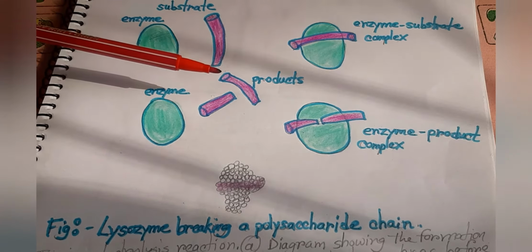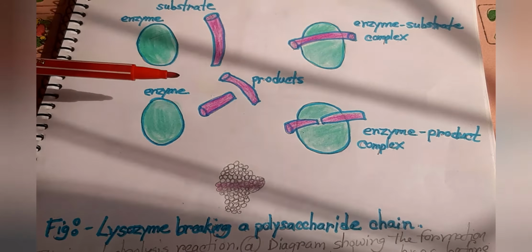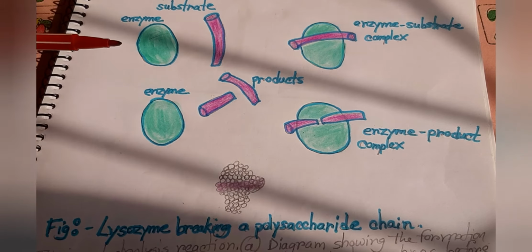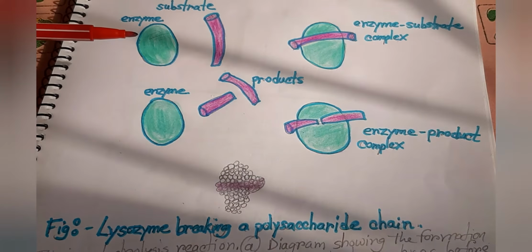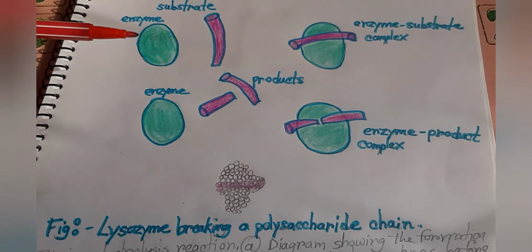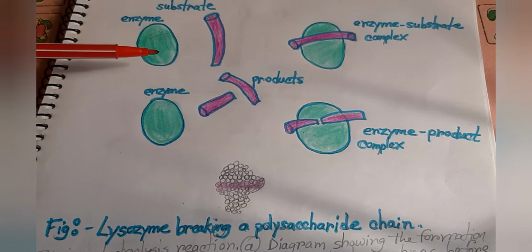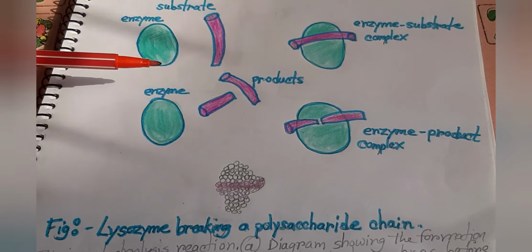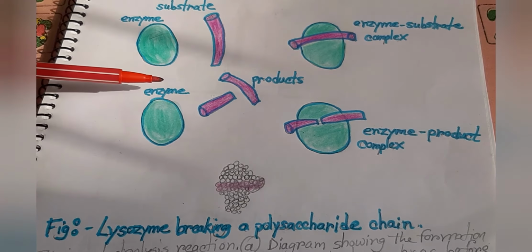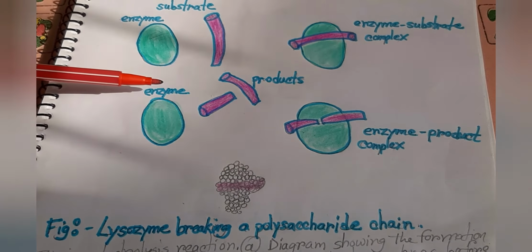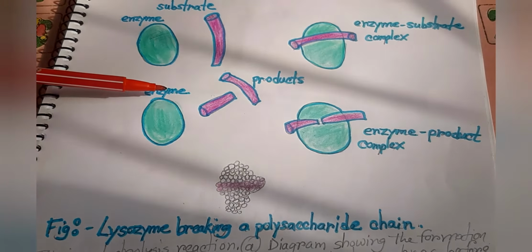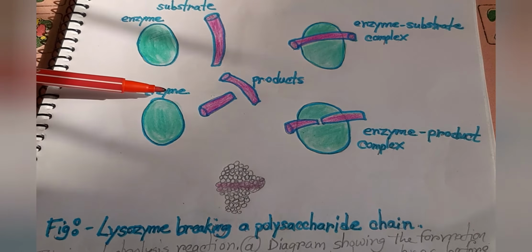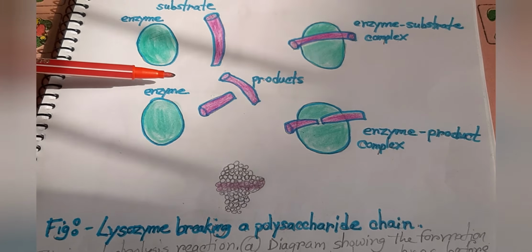Lysozyme breaking a polysaccharide chain. This is a hydrolysis reaction. What do we mean by a hydrolysis reaction? Hydrolysis is a reaction in which a complex molecule is broken down into simpler ones, involving the addition of water. The tertiary structure is the compact structure of a protein molecule resulting from the three-dimensional coiling of the polypeptide, that is, it is coiled up.